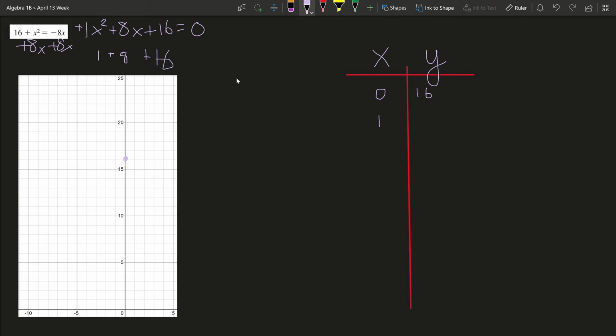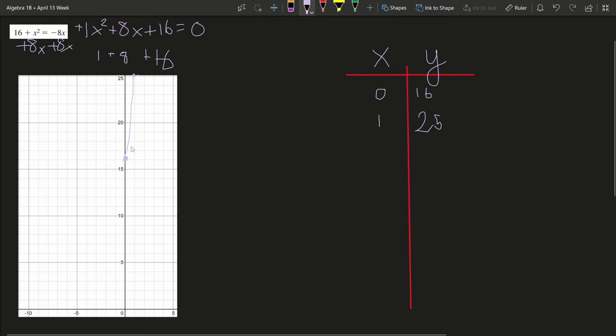And that's going to give you 25. So we're going to go to 125, all the way up here. And now we start to see our graph taking shape. So we have one piece of information.